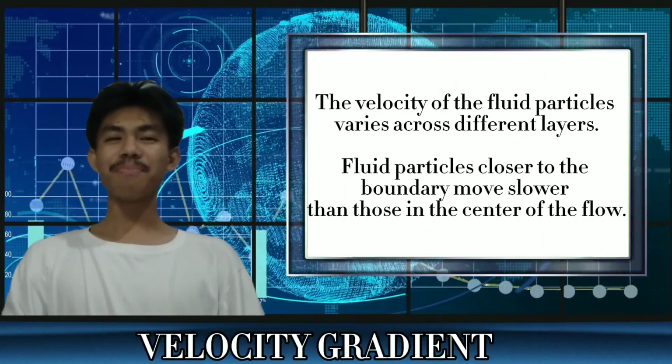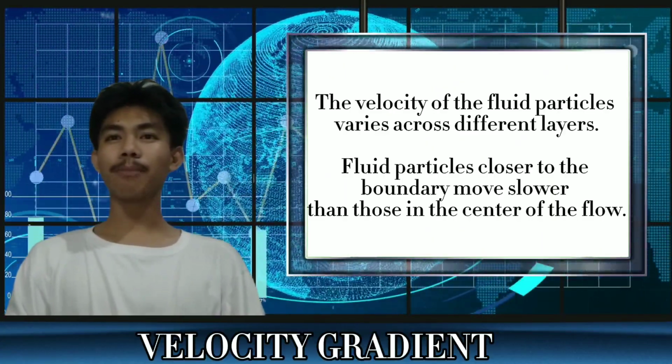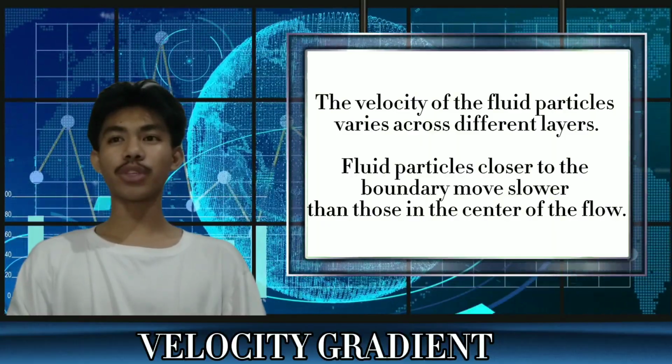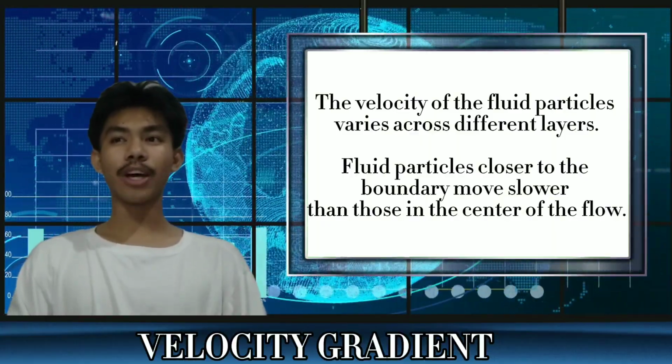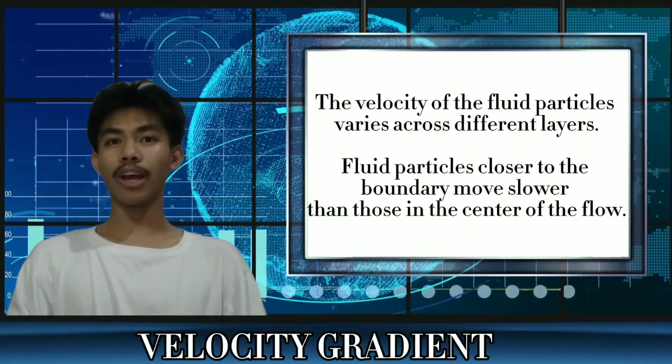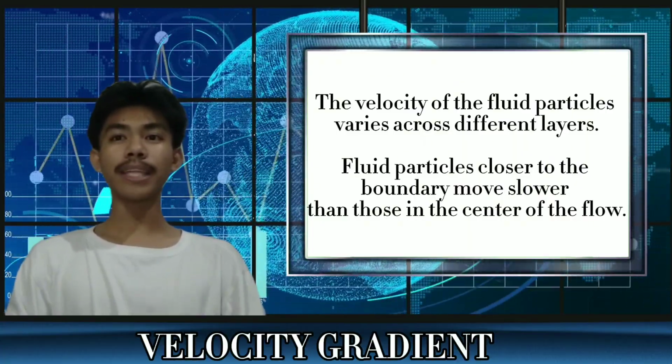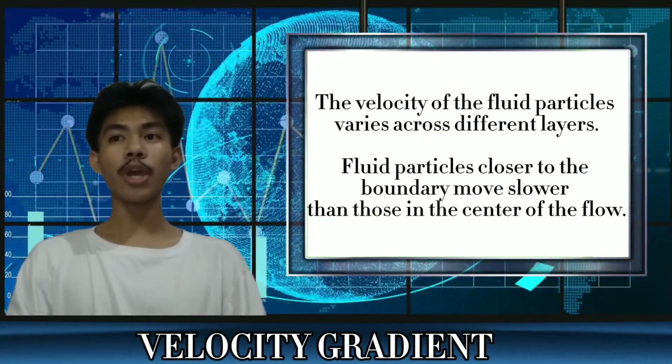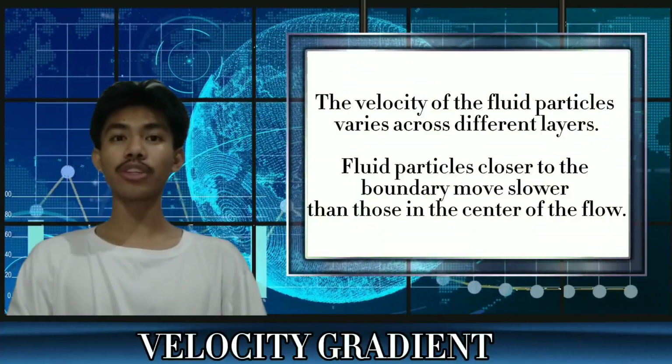Velocity gradient. In viscous flow, the velocity of the fluid particles varies across different layers. This velocity variation creates a velocity gradient, where fluid particles closer to the boundary move slower than those in the center of the flow.